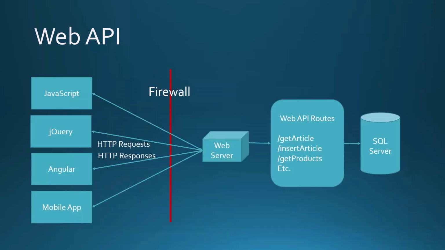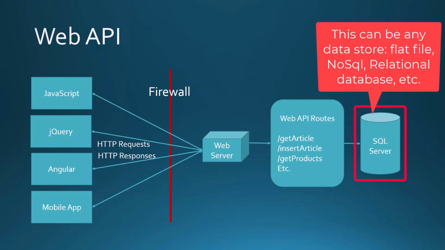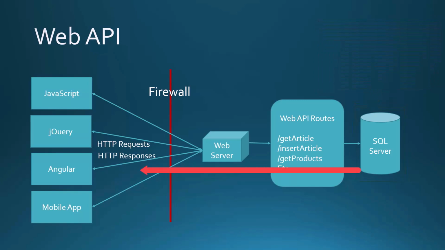That URL that we just saw can be submitted via JavaScript, jQuery, maybe Angular, maybe some sort of mobile app. That request is sent behind our firewall to the web server. That maps to a route, some sort of web API route like getArticle or just article. Then we get that data from somewhere. It could be SQL Server, it could be a MongoDB, it could be anything for some sort of data store. And then that response is sent back out to the calling program.